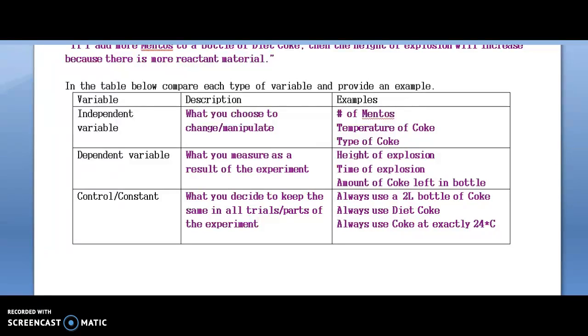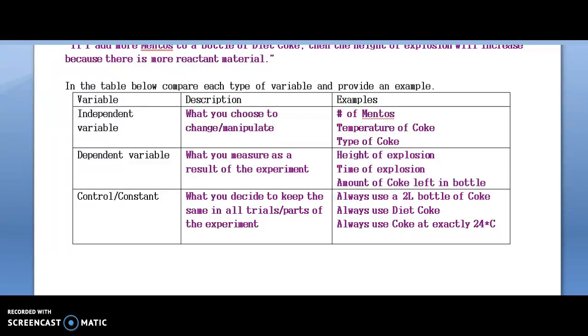As far as the three variable types, we've got independent variable, which is what you choose to manipulate. So think about it this way. I'm independent. I make my own choices. That's that variable. You're choosing that one. Dependent variable, it depends on what choices you made. So it depends on how many Mentos you added. It depends on what temperature we kept our minnows at. This is what you're measuring as a result of the experiment.